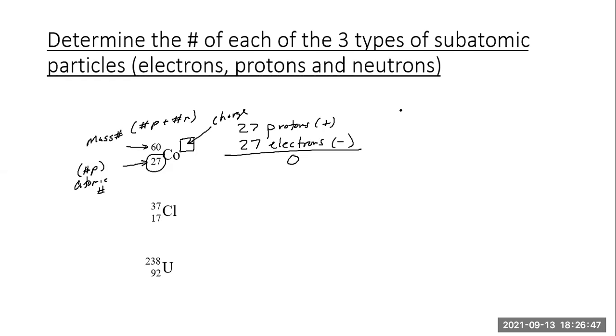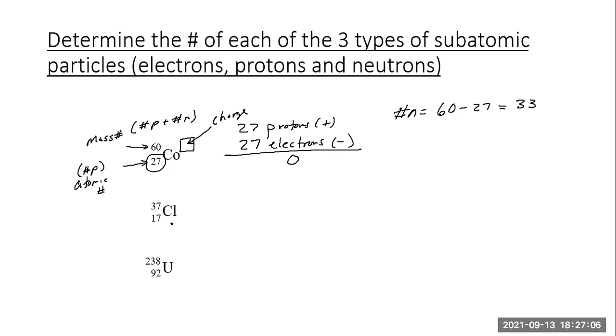The number of neutrons in this case would be our mass number, which is our top number, minus our bottom number, which is our atomic number. And that looks like 33 in that case. Any questions on that one there?